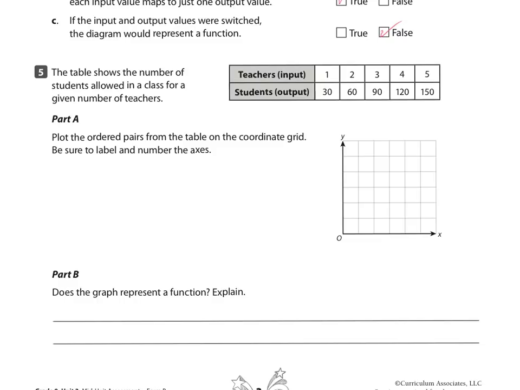For number 5 says the table shows the number of students allowed in a class for a given number of teachers. Plot the ordered pairs from the table on the coordinate grid. Be sure to label and number the axis. So we need to label and make sure that we highlight that part and number. So your input values are going to be your teachers, and that's going to be your input, so that's X, and we're going to put teachers. And then the output value are going to be the students, so that's Y, students.